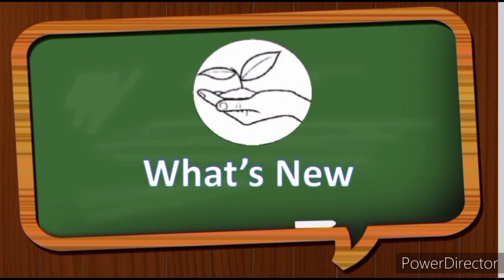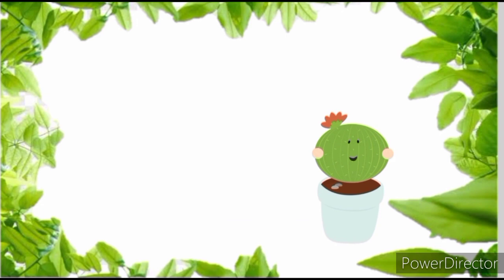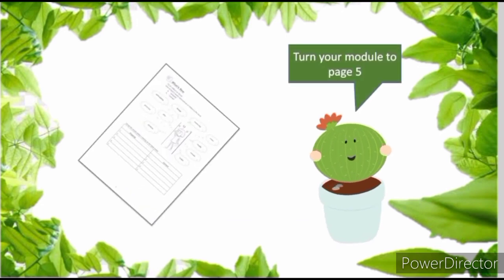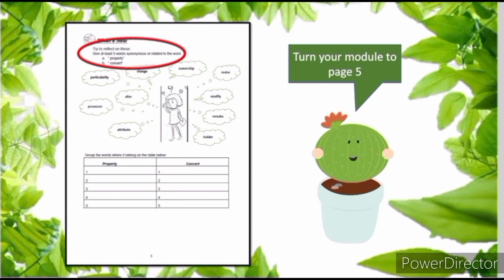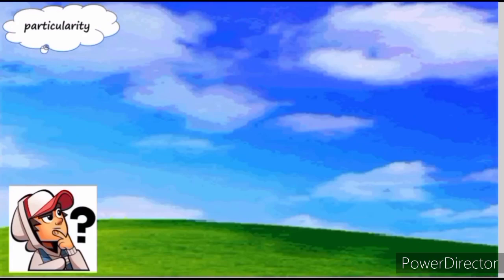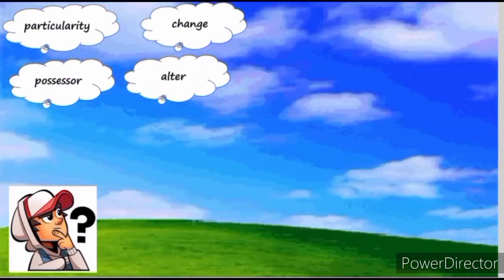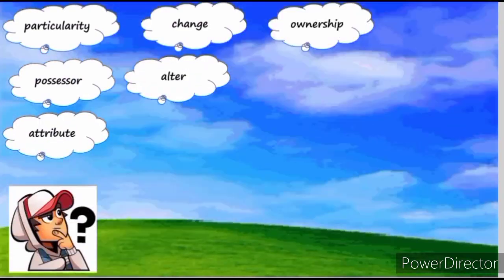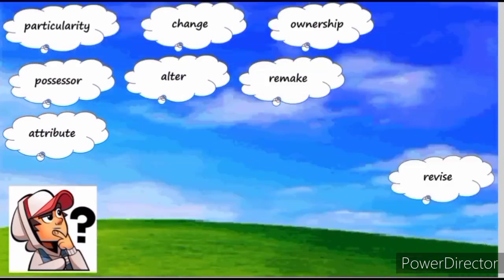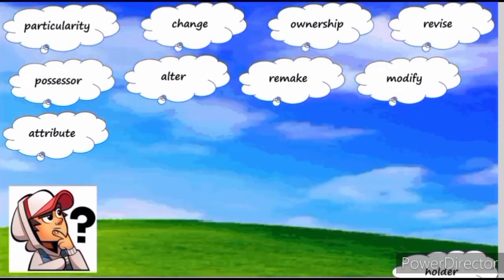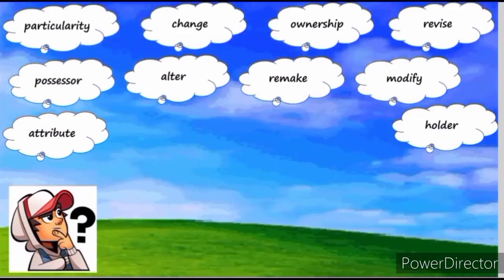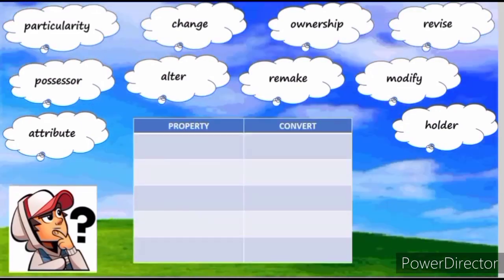What's new? Now turn your module to page 5. Try to reflect on this. Give at least 5 words synonymous or related to the words A, property, and B, convert. I will give you the 10 words: particularity, possessor, change, alter, attribute, ownership, remake, revise, modify, and holder. Using these 10 words, give the synonyms of property and convert.